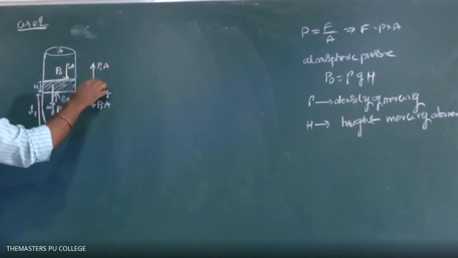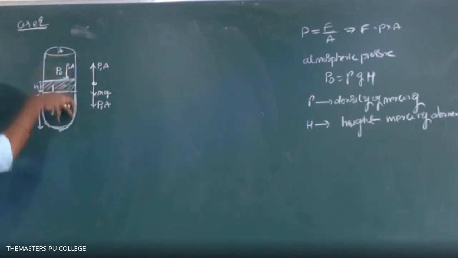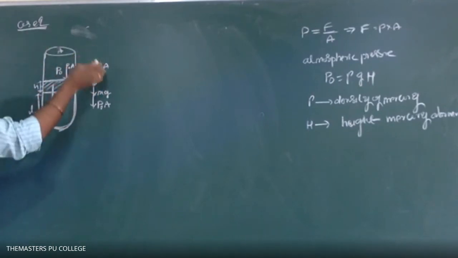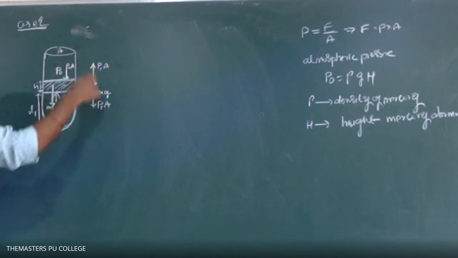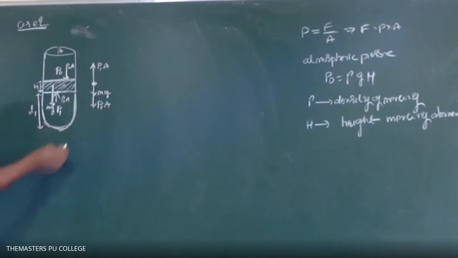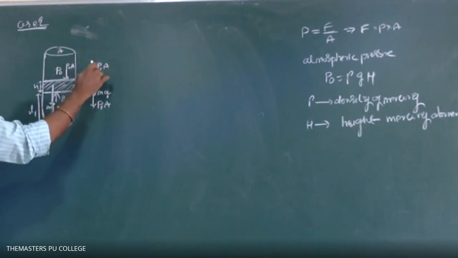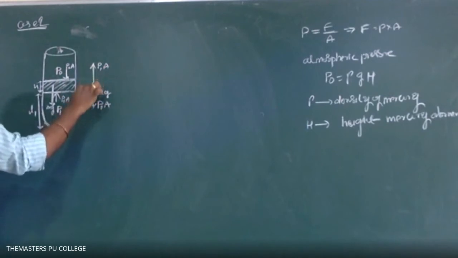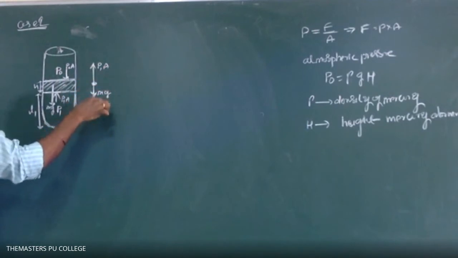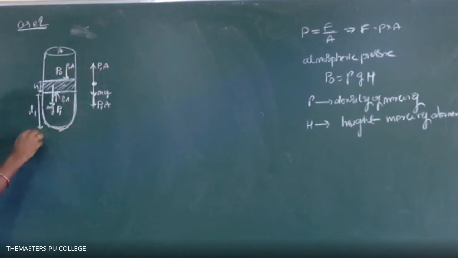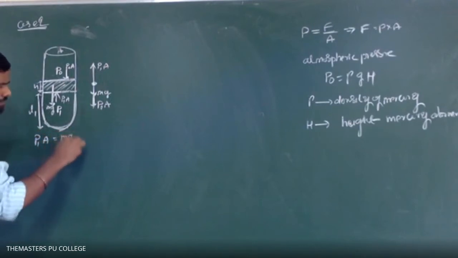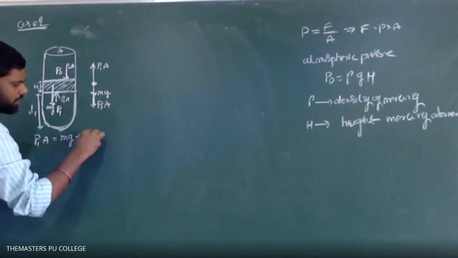Then if the mercury pellet is not moving downward and not moving upward, the total upward force must be equal to the total downward force. You have studied that in Newton's laws of motion, the equilibrium condition. What is the force that is acting in the upward direction? This is the force, P1A, acting upward. The downward force is equal to mg and P0A acting downward. Then we can write P1A equals mg plus P0 into A.